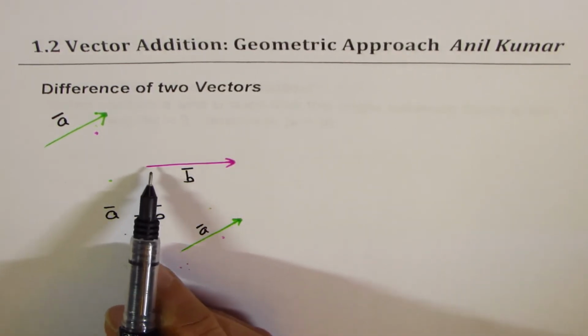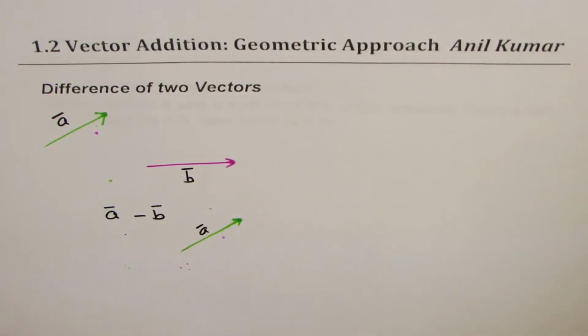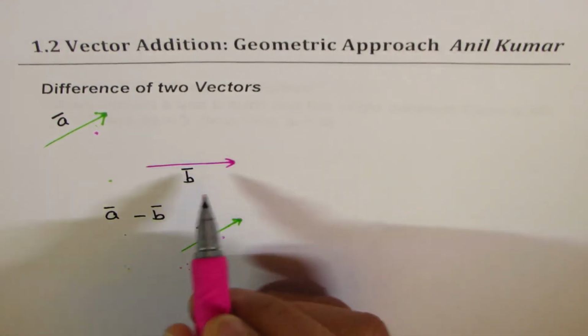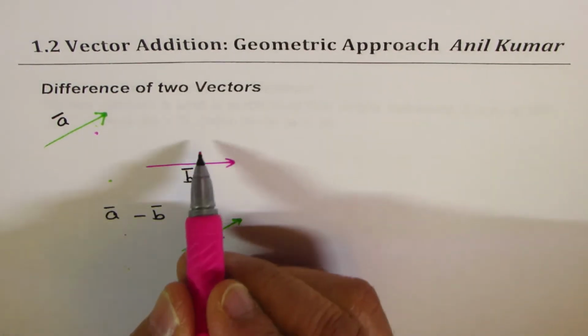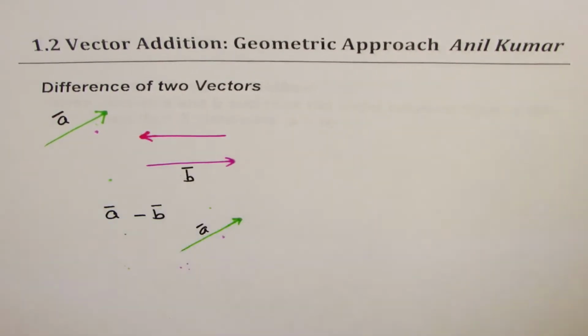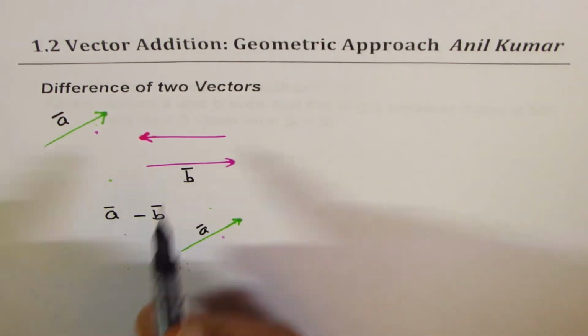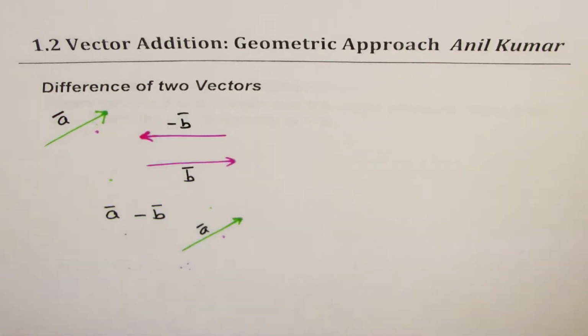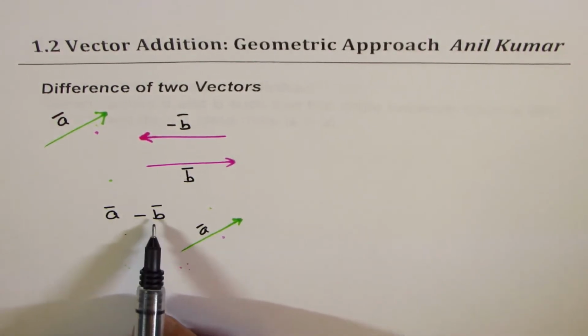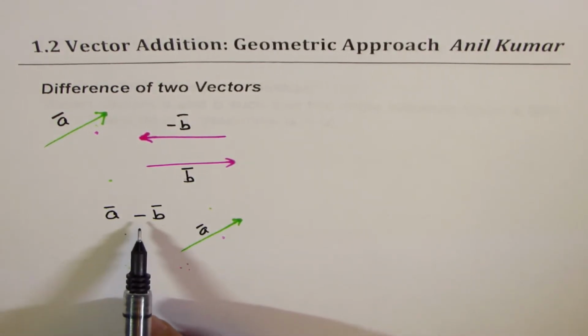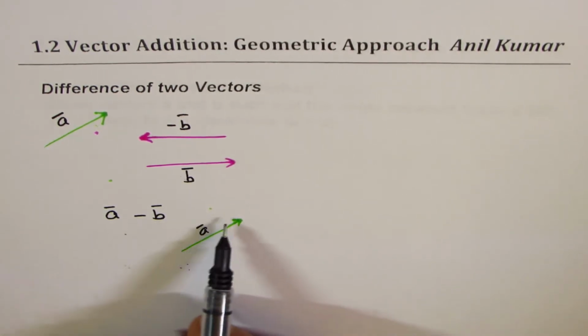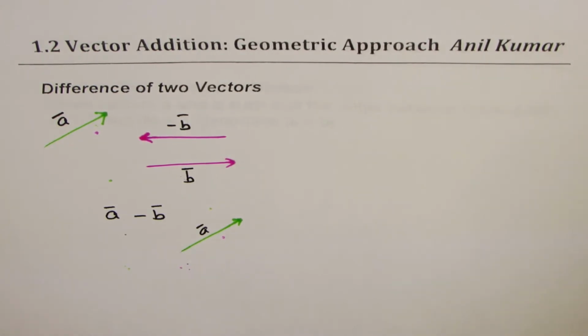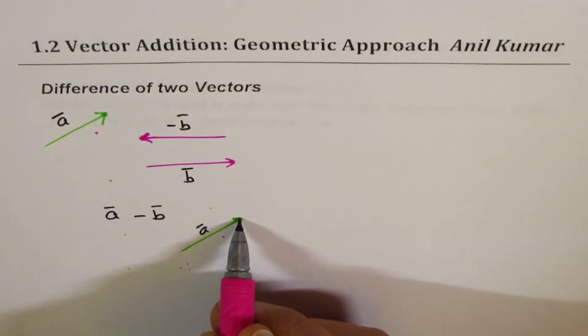Minus B really means that the direction is reversed. So if this is B, then minus B will be what? Let me draw it here first. Same magnitude, parallel vector, that becomes minus B. So A minus B basically is also addition of two vectors, the other one is negative. Is that okay? Negative means reverse direction. So the other one becomes like this.